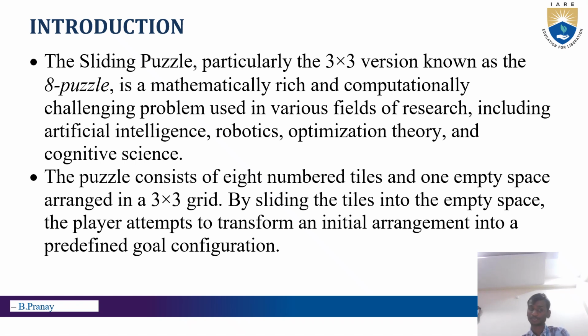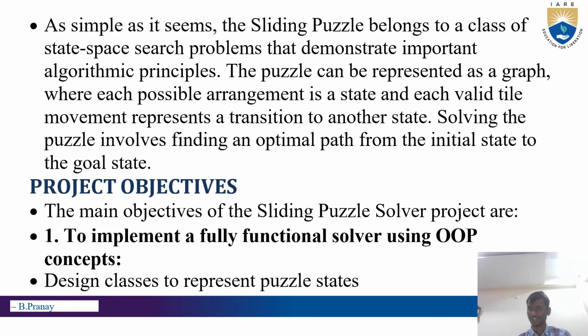The puzzle consists of 8 numbered tiles and one empty space arranged in a 3 by 3 grid. By sliding the tiles into the empty space, the player attempts to transform an initial arrangement into a predefined goal configuration. As simple as it seems, the sliding puzzle belongs to a class of state space search problems that demonstrate important algorithmic principles. The puzzle can be represented as a graph where each possible arrangement is a state and each valid tile movement represents a transition to another state. Solving the puzzle involves finding an optimal path from the initial state to the goal state.